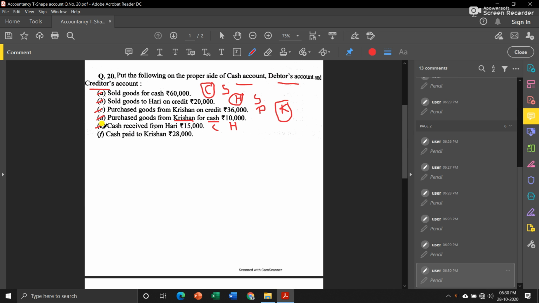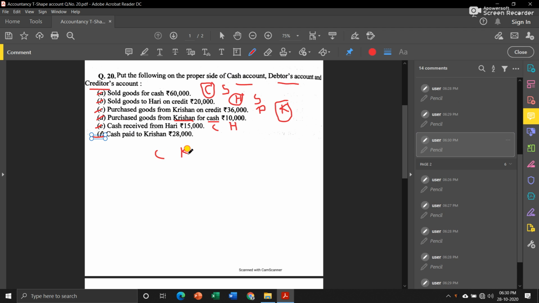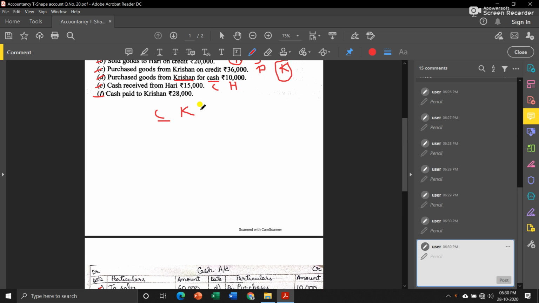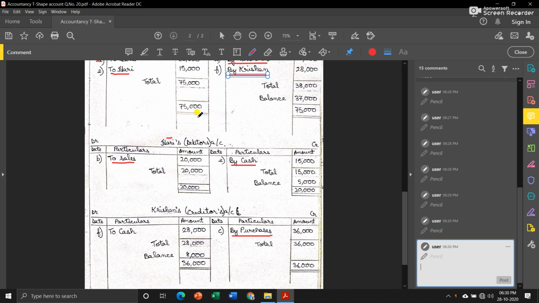Then the last is cash paid to Krishan, that means we paid cash to Krishan. Two accounts are involved, so we will first see the cash treatment. Cash is being paid to Krishan, that means cash is decreasing. So we will write by Krishan 28,000, and on Krishan's side, he is receiving the money, that means our liability towards him is decreasing. So when liabilities are decreased, it is recorded on the debit side. So we will write to cash account rupees 28,000.